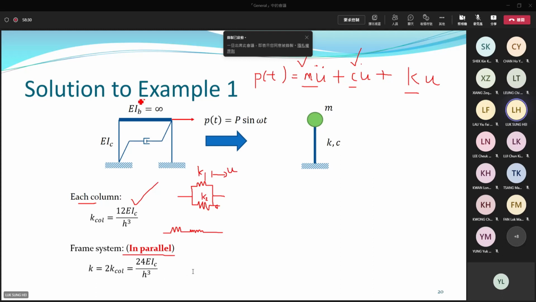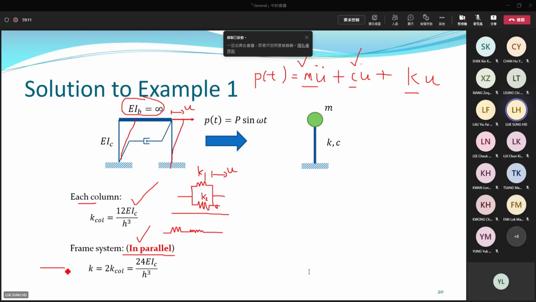Go back to this problem. When this structure displaces horizontally, column 1 and column 2 are under the same displacement. So mathematically, they are equivalent. That's why I put down a remark here. It is in parallel. For a parallel system, how to find the total stiffness? K1 plus K2, which simply means times 2 because they are identical. Then you can think about what happens if they are in series. In series, how to calculate the equivalent stiffness? You can think about this problem. I believe that you will see parallel very soon, and series very soon.